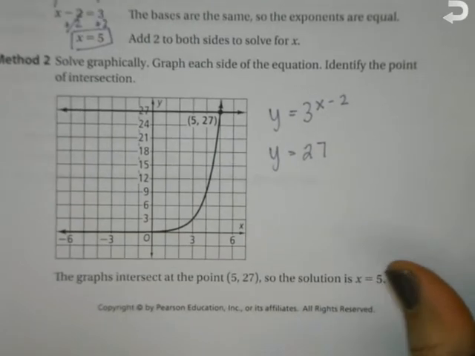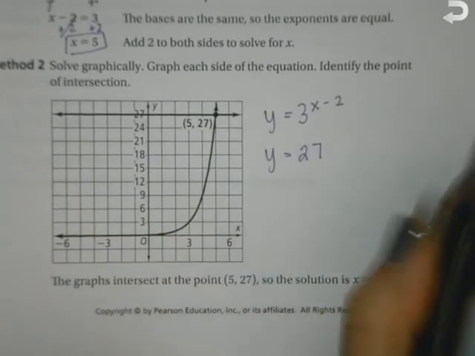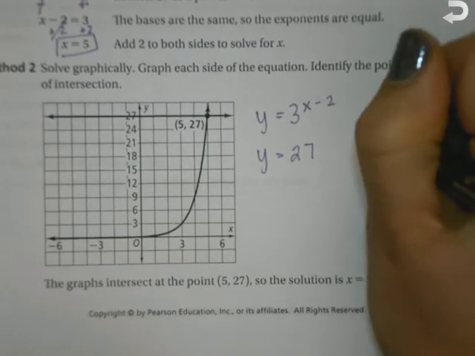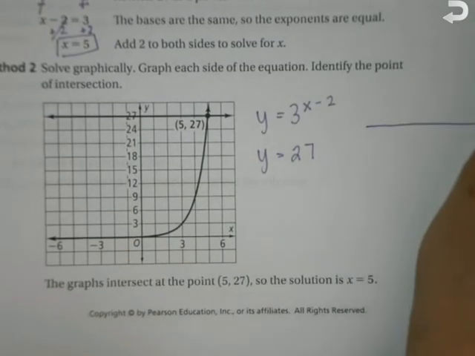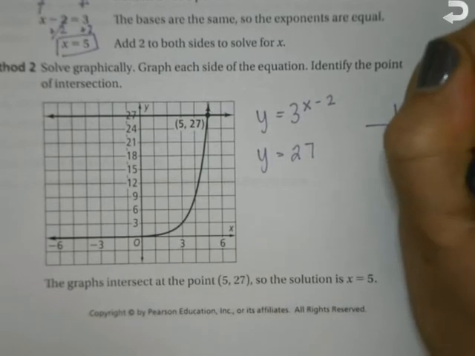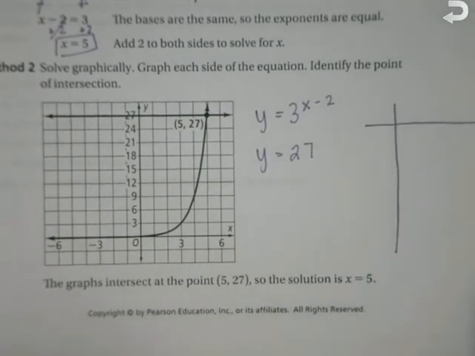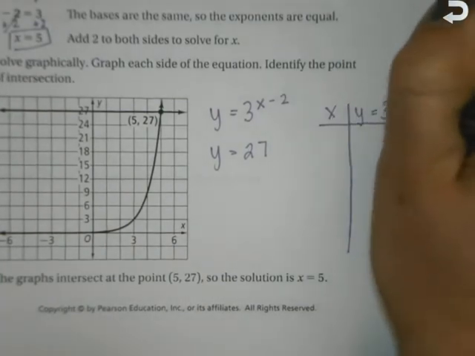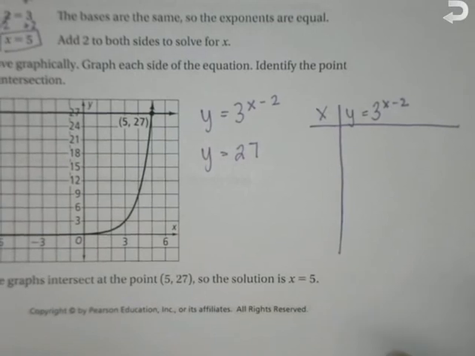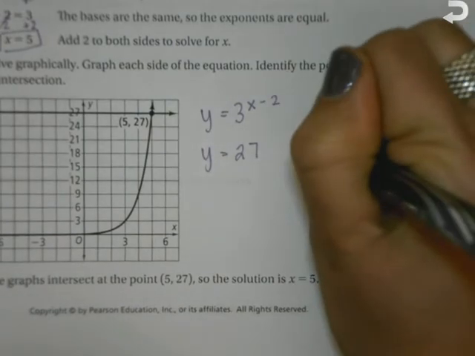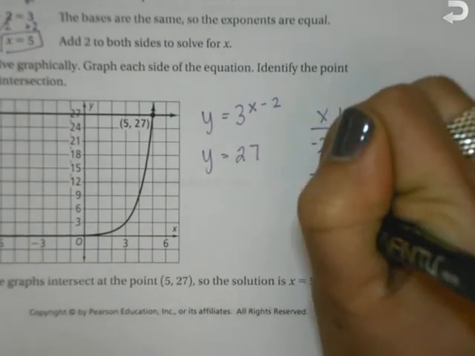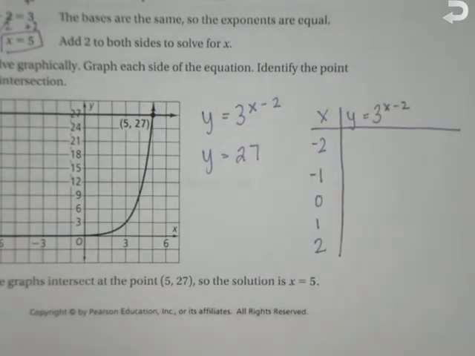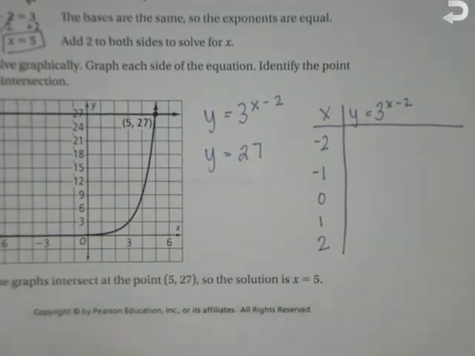Okay? How do we graph y equals 3 to the x minus 2? What do we do to graph exponentials? We find the points using a table. So x and then y equals 3 to the x minus 2. I know they graphed it for us, but I want you guys to actually see the work so you have an example. What are the 5 x's I always plug in? Negative 2, negative 1, 0, 1 and 2. Good. Okay, so we're actually going to find all of these.